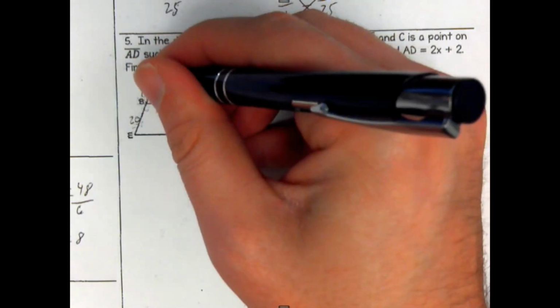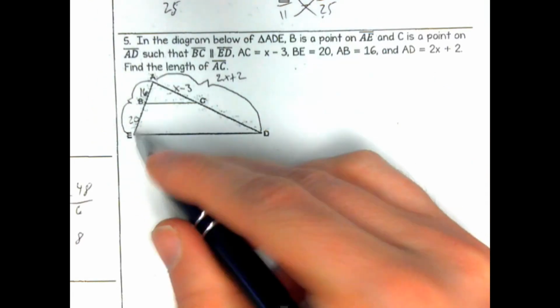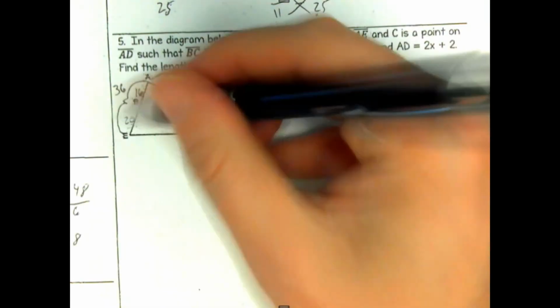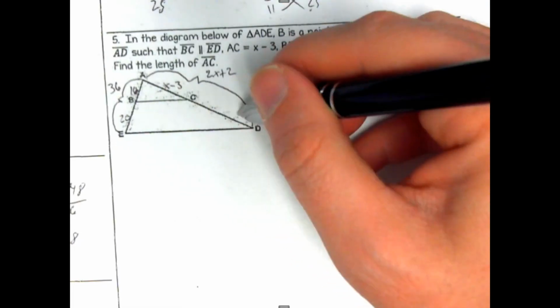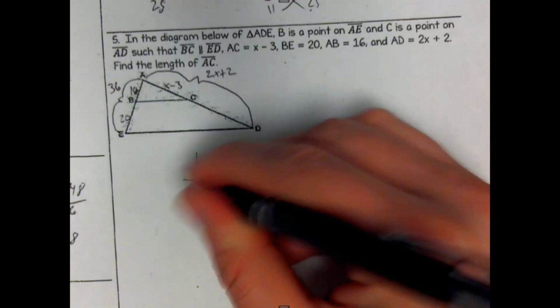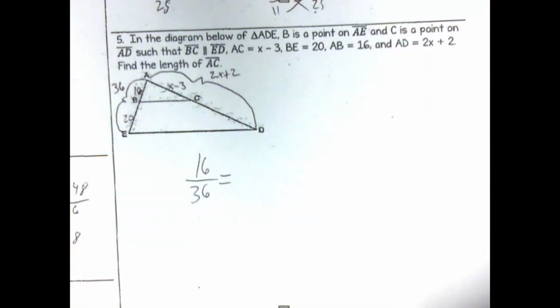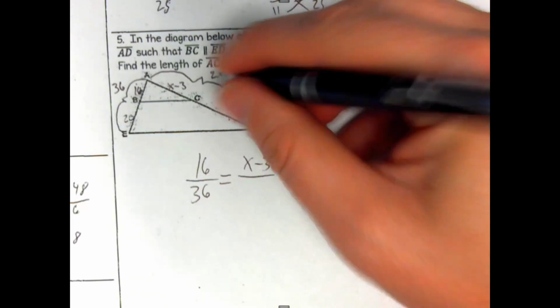Now, I also know that this whole length is 16 plus 20, which is 36. So the way I'm going to set this up is if these are proportional, then this should also be proportional to the total. And since I don't know CD, I'm going to use that instead. So 16 over the total of 36 should be equal to x minus 3 over the total of 2x plus 2.